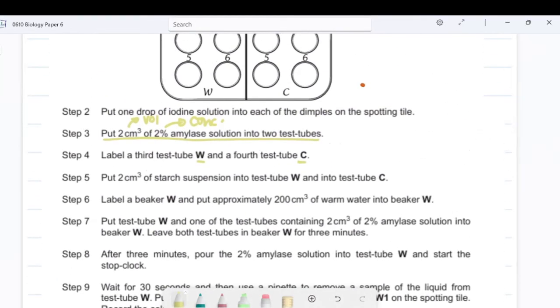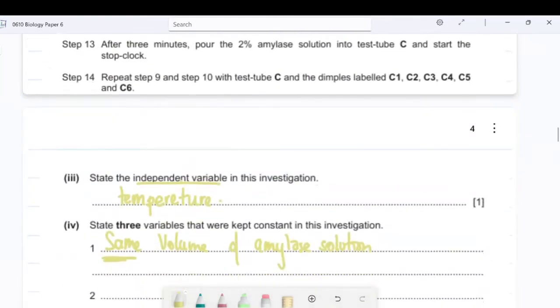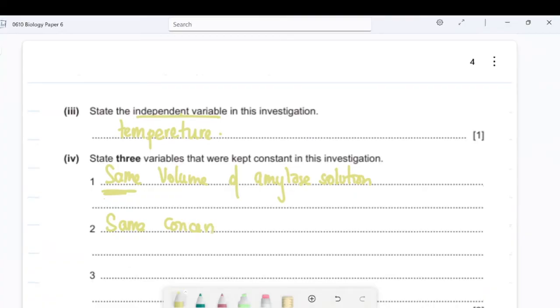They also use the same concentration of amylase solution. Now, a lot of people try to use words amount, moles, these are very vague. Not amount, what type of amount? Volume or concentration, okay? So don't be very vague with your wording. Same concentration of amylase solution.